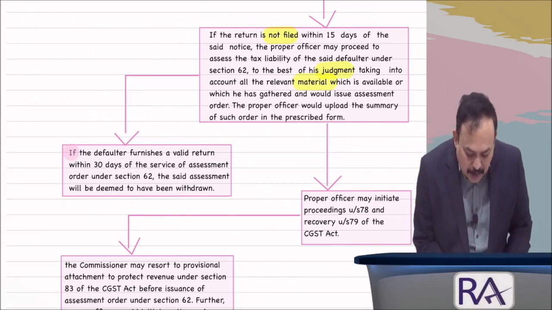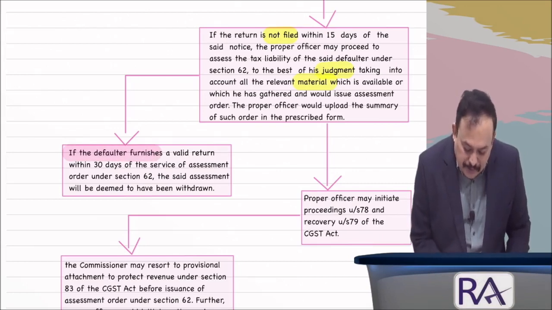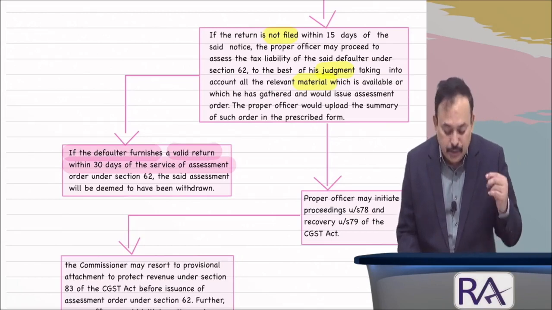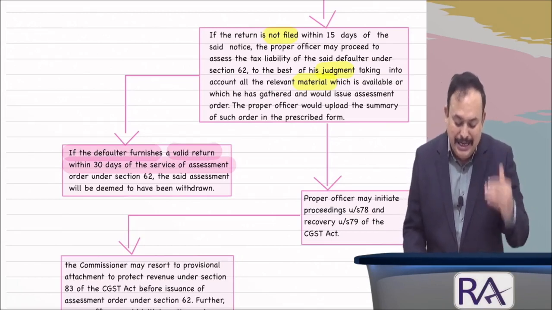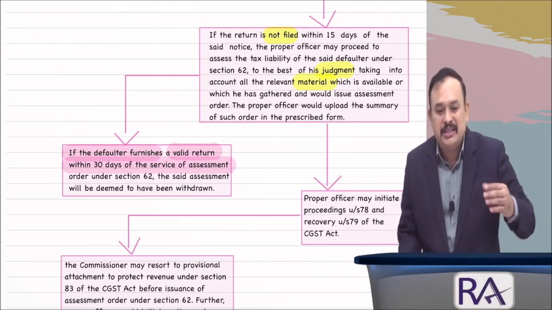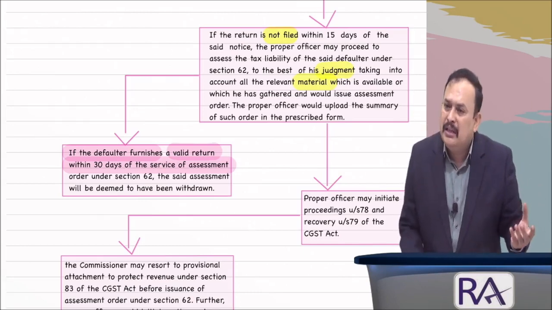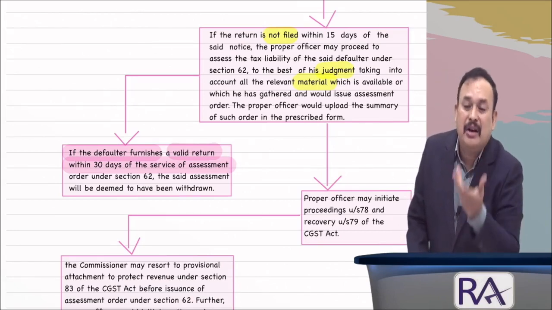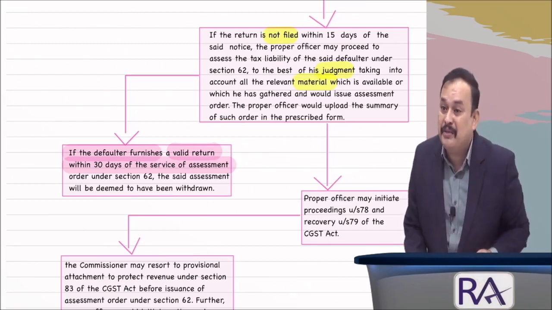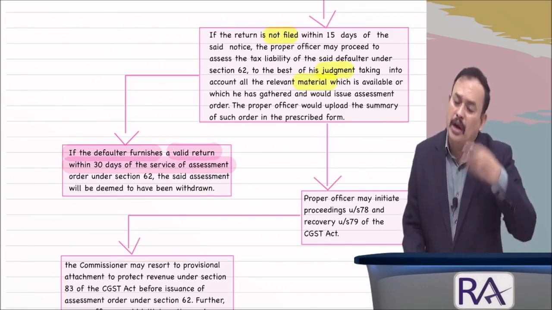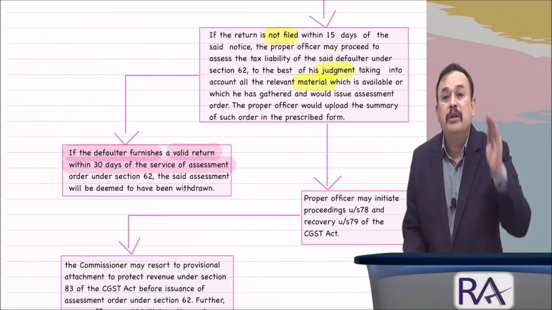If a defaulter of furnishing returns furnishes a valid return within 30 days of the service of the assessment order under section 62, the said assessment will be deemed to have been withdrawn, because you are coming out with clear-cut information in a normal assessment. Instead of going with the best judgment assessment, you submit all the returns with payment of taxes, and request the officer within 30 days of issue of the assessment order ASMT 13. Then the officer will see that, it is auto-populating, and the assessment order under section 62 will be withdrawn.